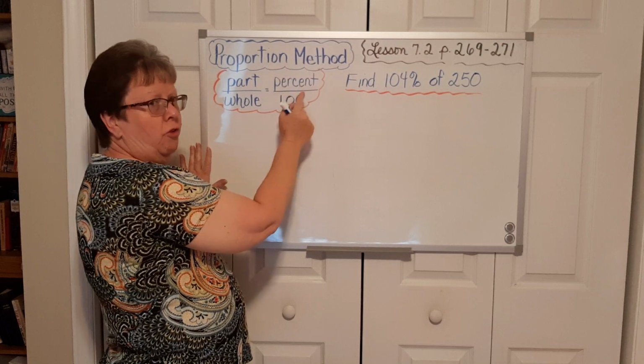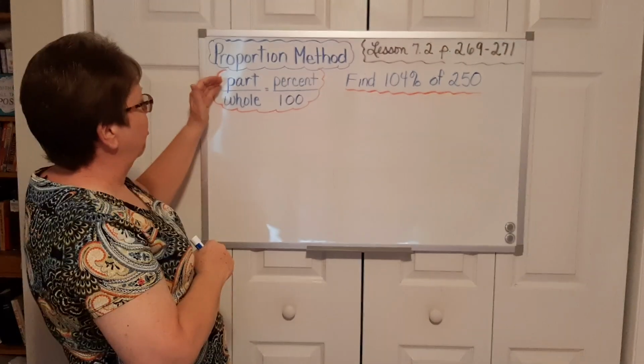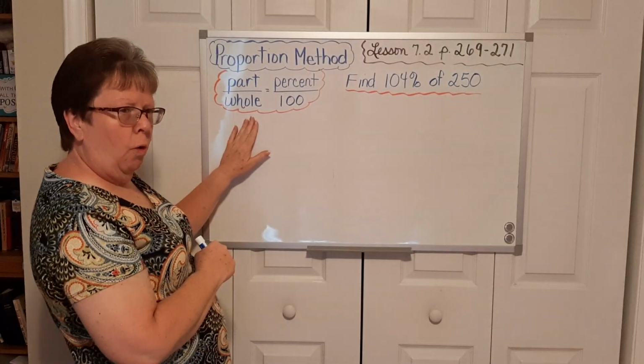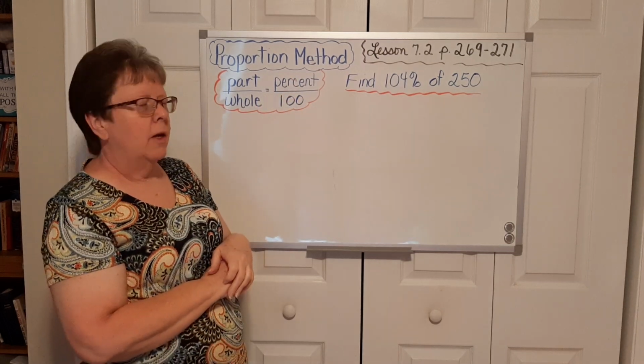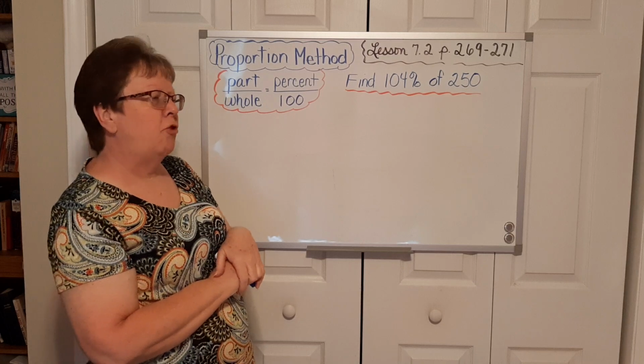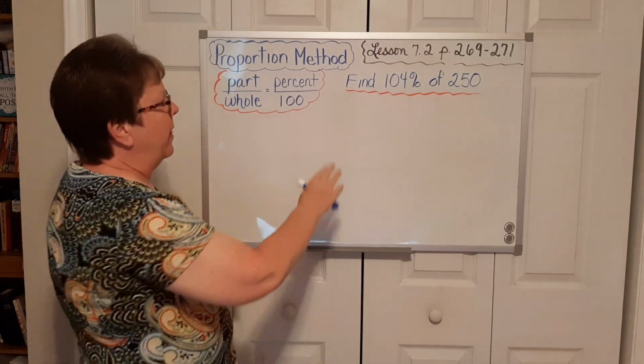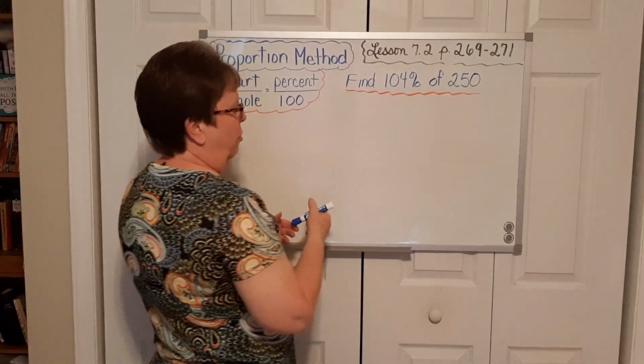Proportion method, and this is your formula. Part over a whole equals a percent over 100. Okay, so that's the formula I'm going to teach you here. They want you to find 104% of 250.